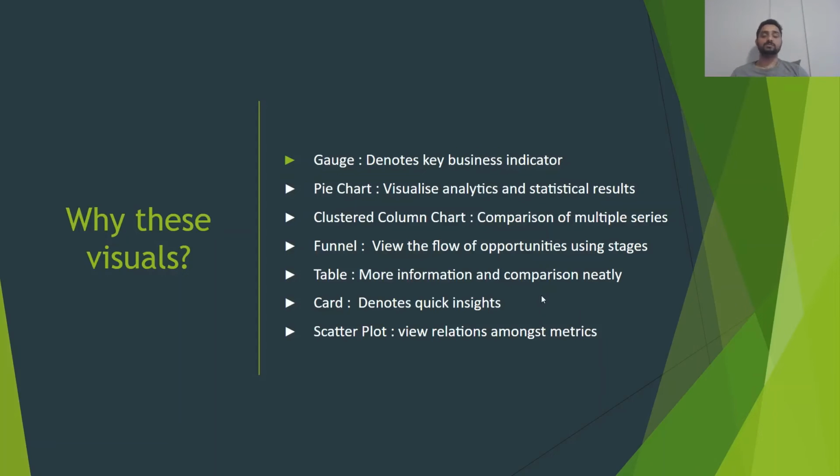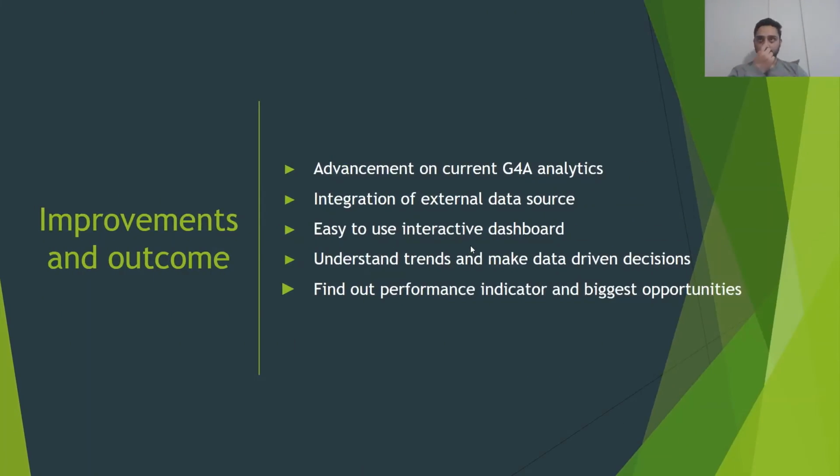And then we have cards, which are just like a gauge, but just a number. The gauge has a fluent rainbow style theme, and the card only shows us a number, in this case the total number of link clicks. And we have a scatterplot, which shows us the relationship among the different metrics and attributes that we currently have. Right, so why are we making these improvements, and what will be the outcome of the improvements?